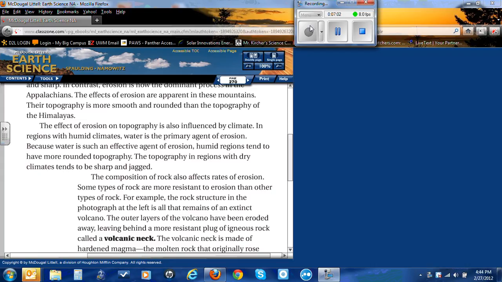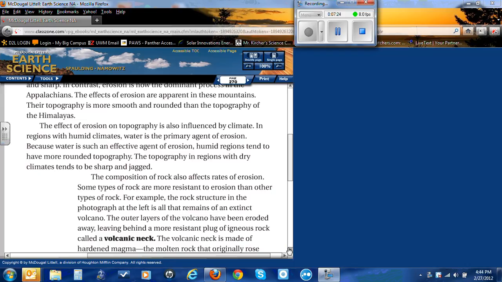The effect of erosion on topography is also influenced by climate. In regions with humid climates, water is the primary agent of erosion. Because water is such an effective agent of erosion, humid regions tend to have more rounded topography. The topography in regions with dry climates tends to be sharp and jagged.